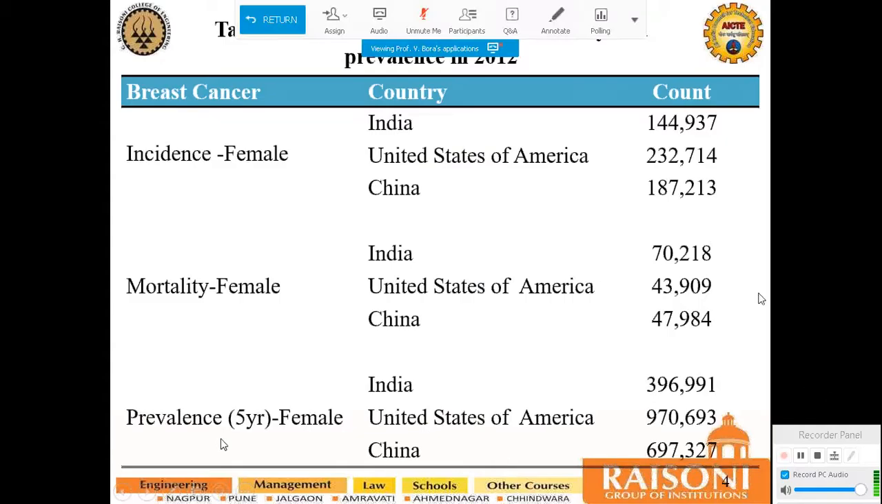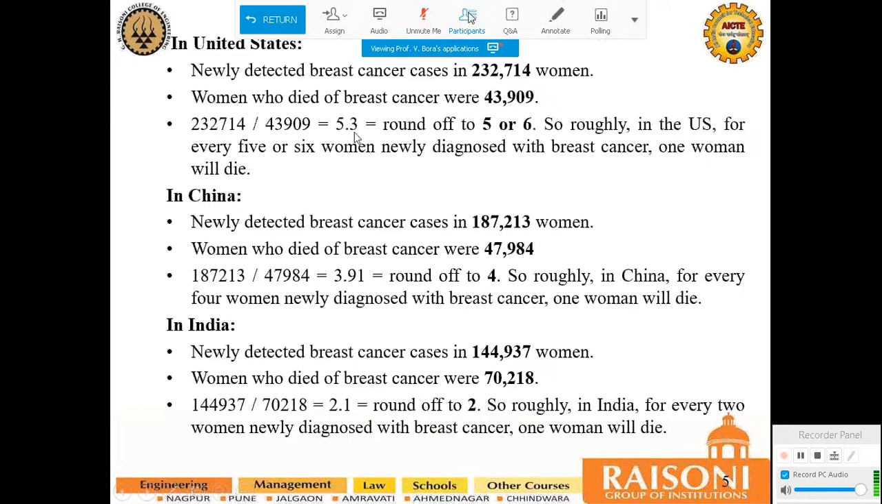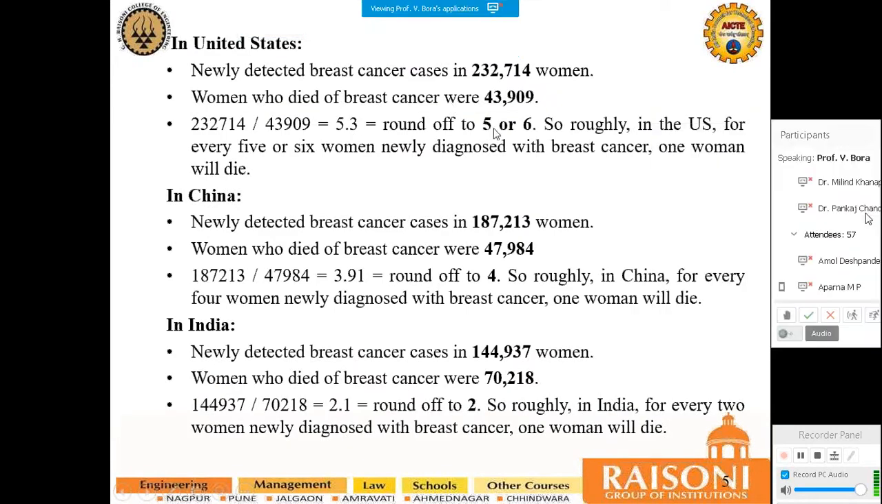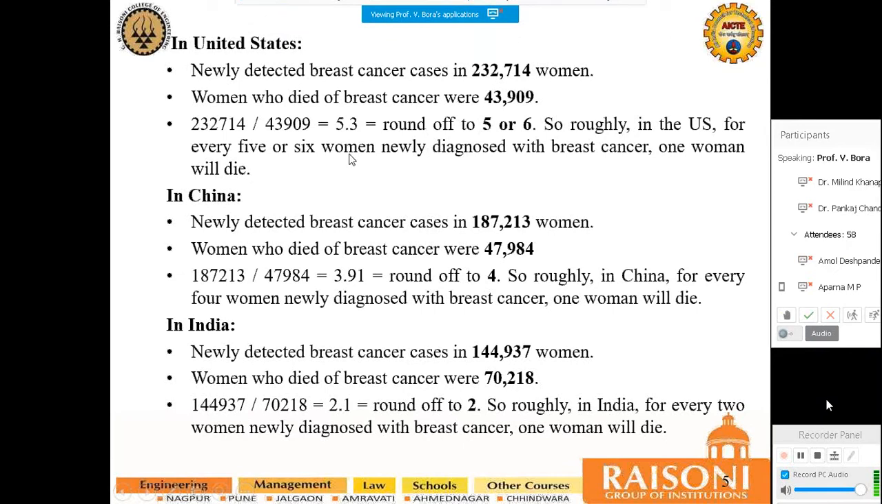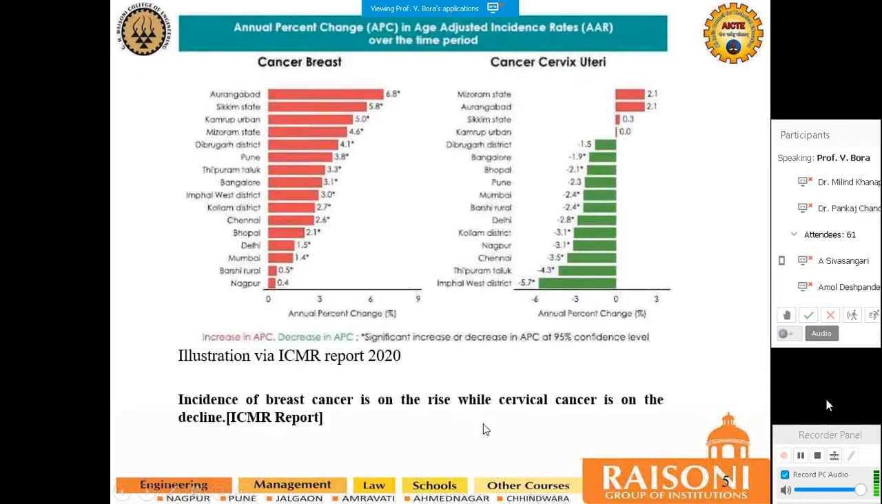So in the United States, what the statistics indicate is that roughly it will be 5 to 6. It means that for every 5 or 6 women newly diagnosed with breast cancer, 1 woman will die. In China, if 4 women are newly diagnosed, then 1 woman will die. But India in statistics was out of 2, 1 will die. So it's really alarming. So this is the ICMR report, Indian Council of Medical Research.